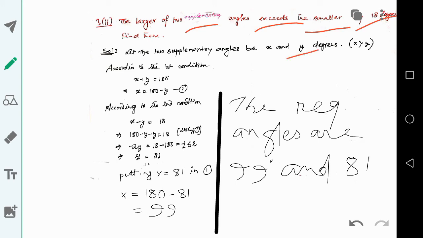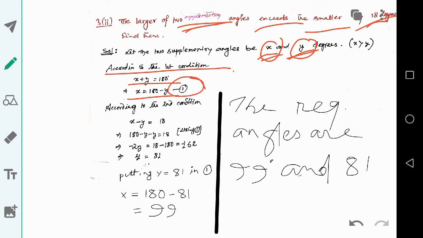So we have considered two supplementary angles x and y, where x is greater and y is lesser. Now according to the question, this greater angle exceeds the lesser by 18 degree, that means this is 18 degree more than the lesser angle. According to the first condition, they are supplementary, so their sum must be 180 degree. So x plus y is equal to 180, which gives x is equal to 180 minus y. Suppose this is equation number 1.